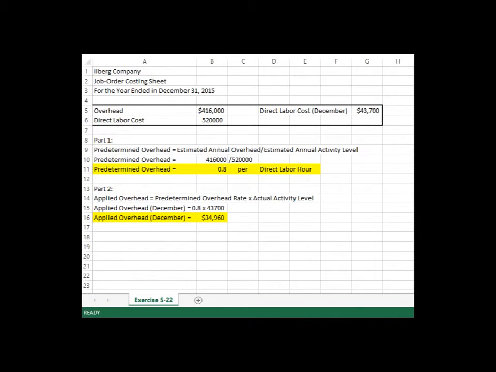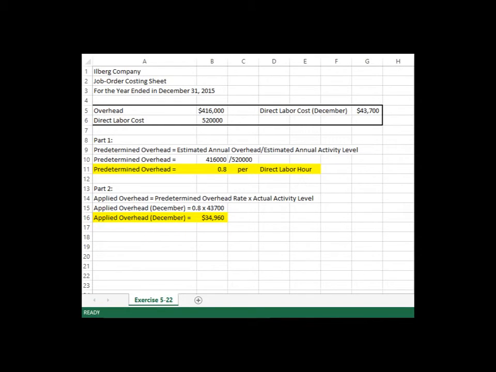In part 2, where you're calculating the applied overhead, you're already given the direct labor costs for September. So applied overhead is equal to predetermined overhead rate, which is right here, times actual activity level. For December, the actual activity level is 43,700. And if you think about it, it seems pretty reasonable, December versus the direct labor cost. So right here, applied overhead for December is equal to predetermined overhead times the direct labor costs, and you get applied overhead for December.